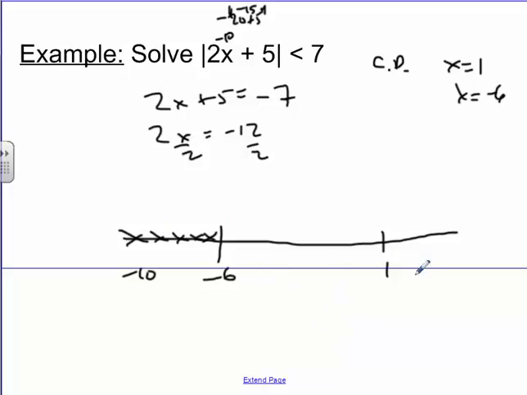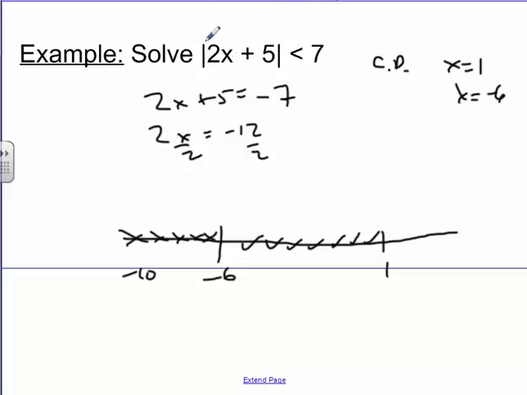Pick a value between negative 6 and 1. 0 works good. 2 times 0, well, that would be 0. Then you'd have 5, right? Well, 5 would remain absolute valued, I guess, so it would remain positive. So is 5 less than 7? Yep. And then for the last one, we need to pick a number greater than 1.